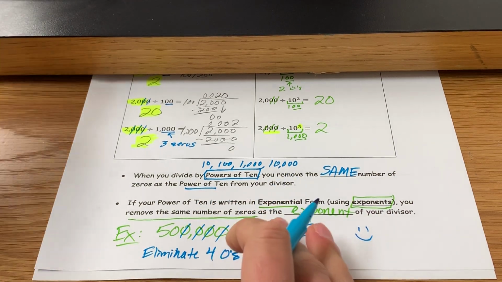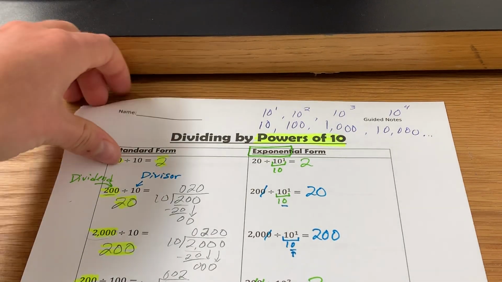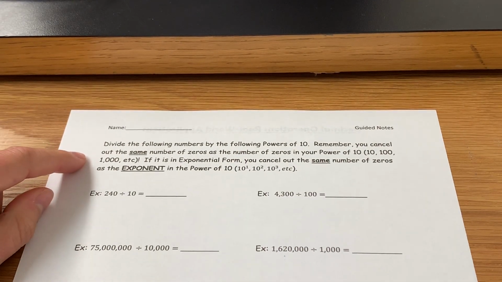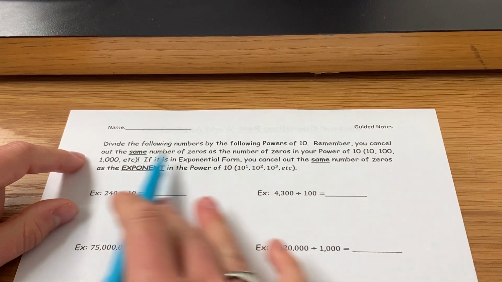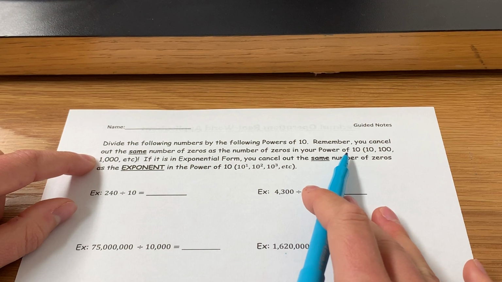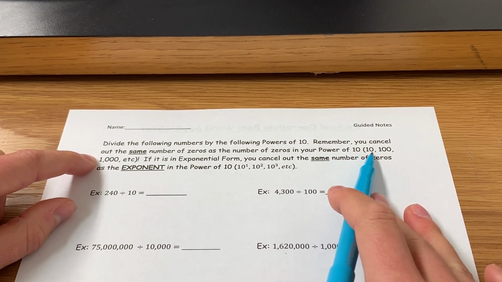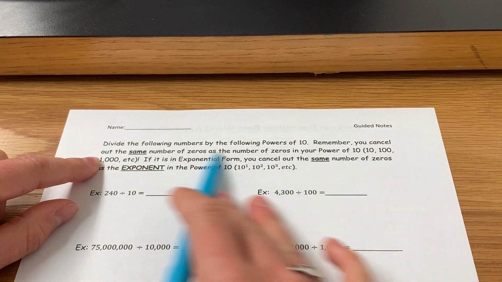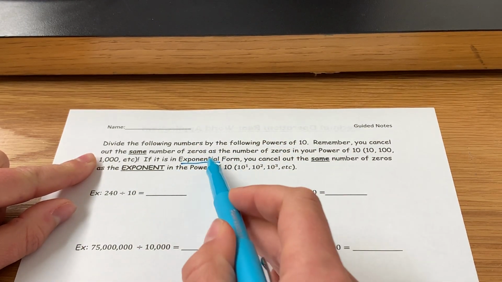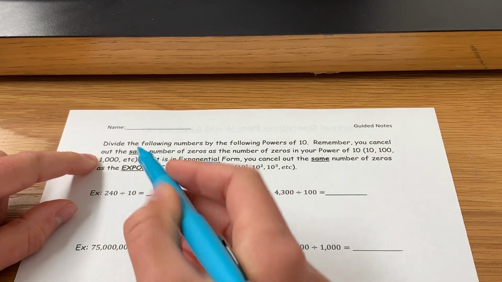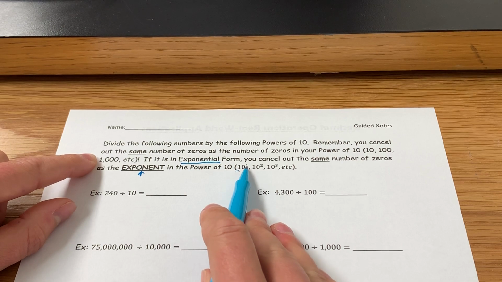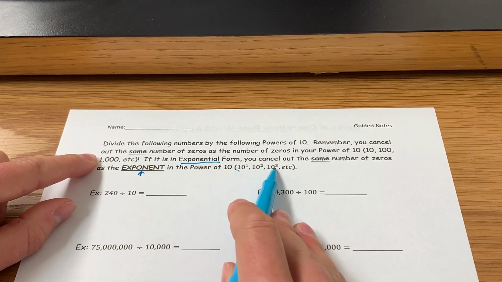Let's do a couple of practice problems on the back to solidify these shortcuts. So again, I'll summarize what's going on. When we divide numbers by powers of 10, we cancel out the same number of zeros as the number of zeros in your power of 10. So 1 zero if you're dividing by 10, 2 zeros if you're dividing by 100, 3 zeros if you're dividing by 1,000. And if it's in exponential form, you cancel out the same number of zeros as the exponent in the power of 10. So 10 is 10 to the first power. I'd eliminate 1 zero, 2 zeros, 3 zeros.